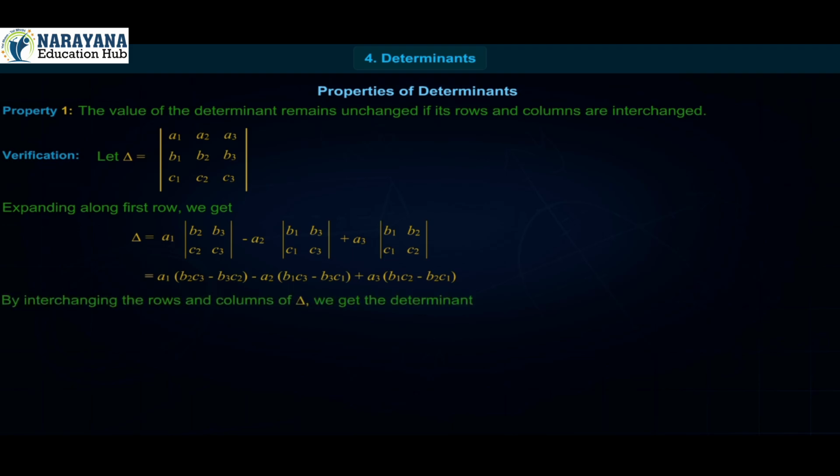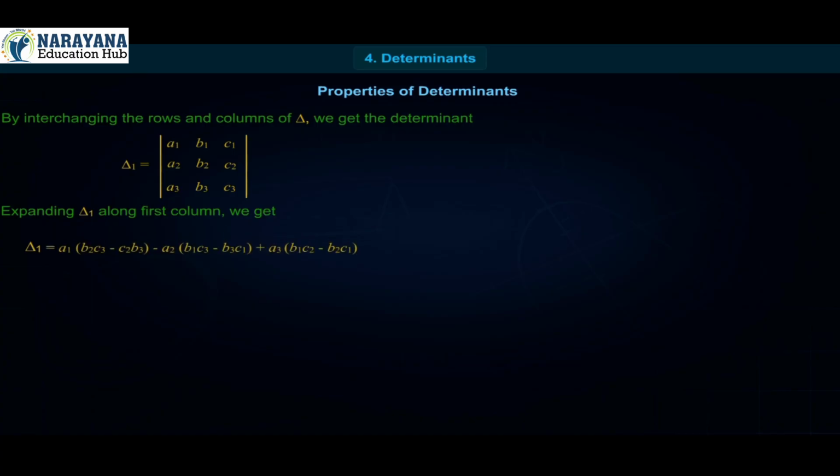By interchanging the rows and columns of delta, we get the determinant delta 1 is equal to determinant [A1, B1, C1; A2, B2, C2; A3, B3, C3]. Expanding delta 1 along the first column, we get delta 1 is equal to A1 into (B2 C3 minus C2 B3) minus A2 into (B1 C3 minus B3 C1) plus A3 into (B1 C2 minus B2 C1). Hence, delta is equal to delta 1.